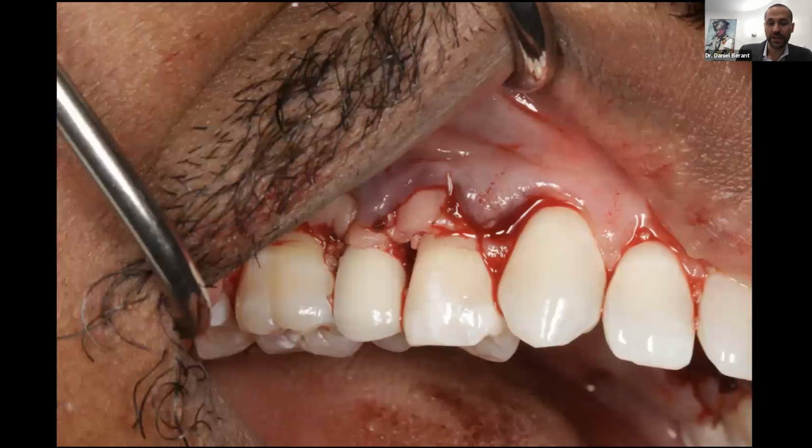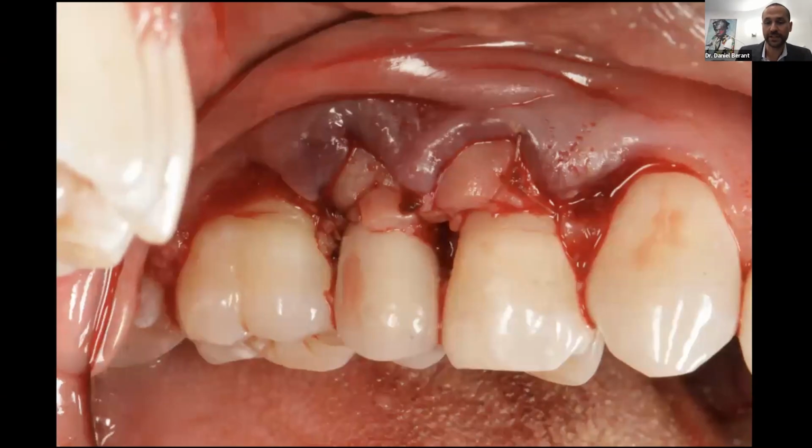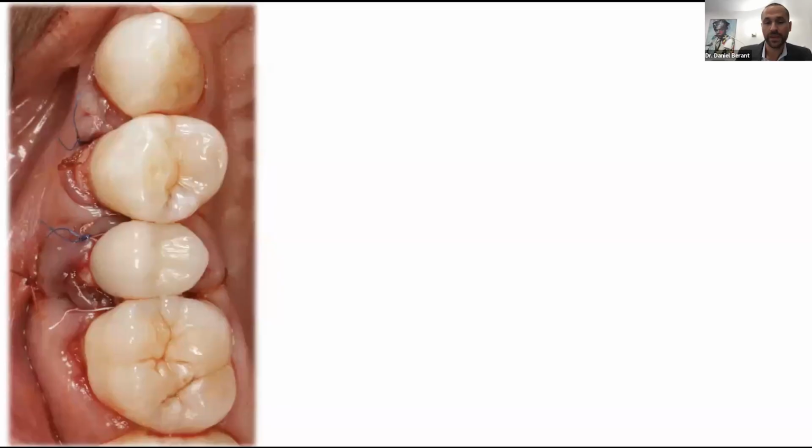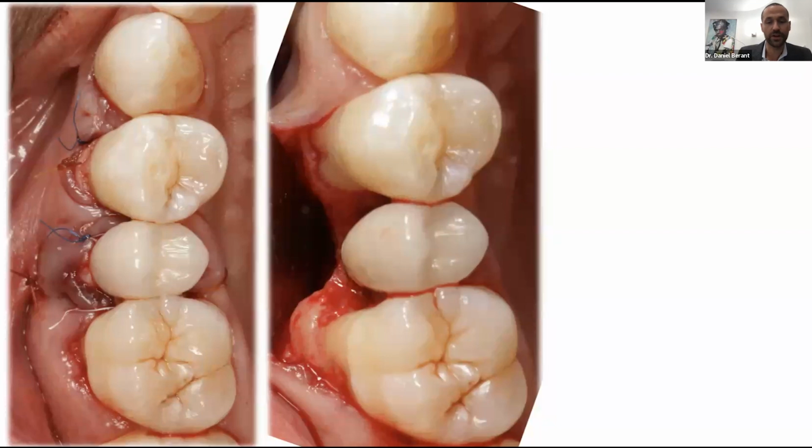And so we plump up the area, we cover it with a connective tissue graft, and then we do our best to secure the connective tissue graft around the implant using 5-0 chromic sutures. And then finally, we take the patient's buccal flap and we try to approximate it to close and cover the connective tissue graft. Here you can see the before and after and the amount of augmentation that we are hoping to obtain.